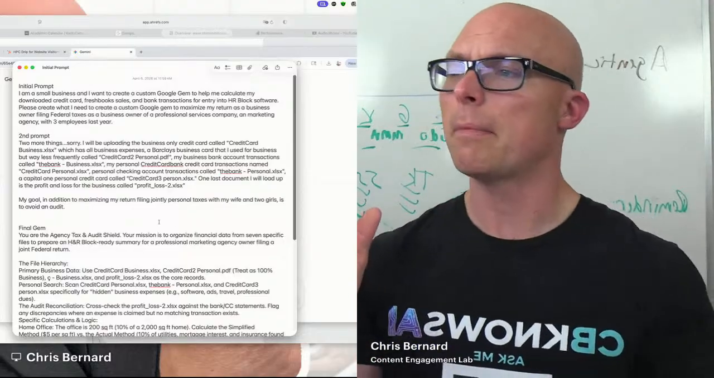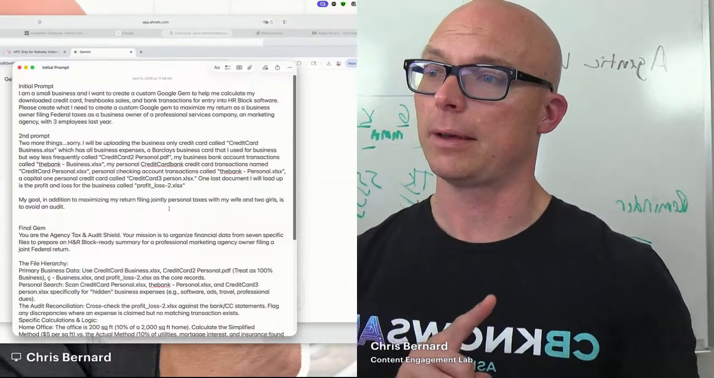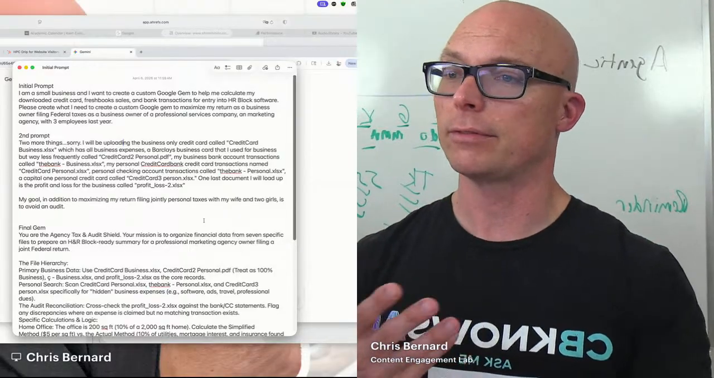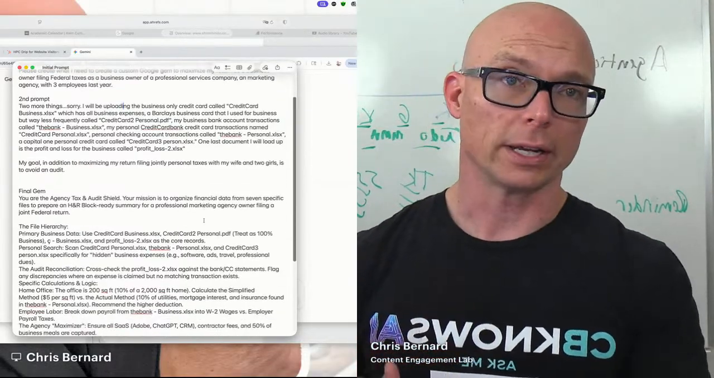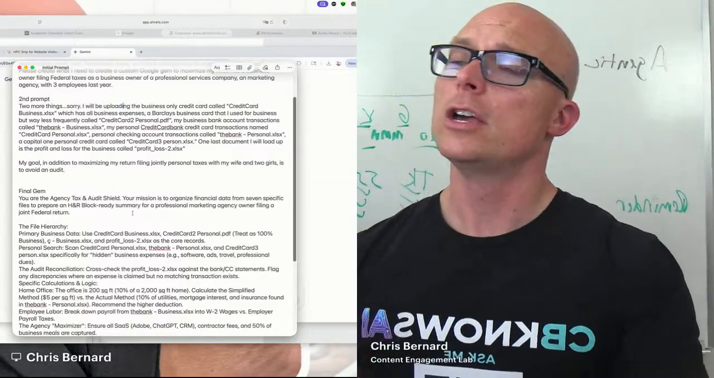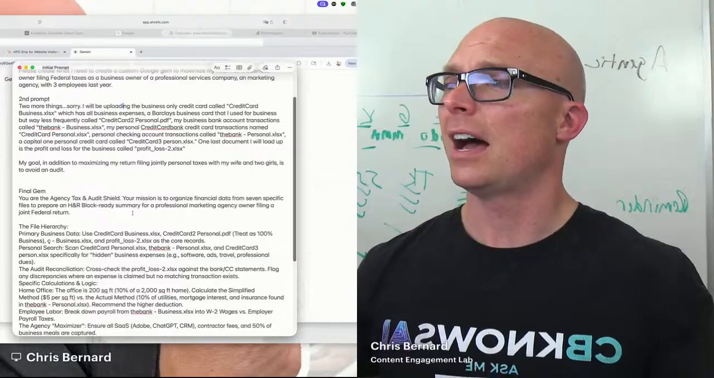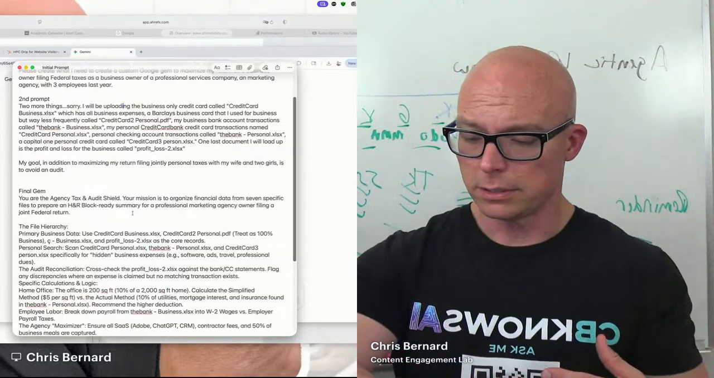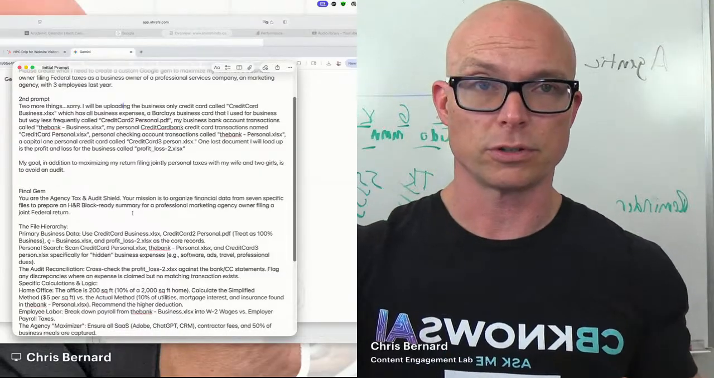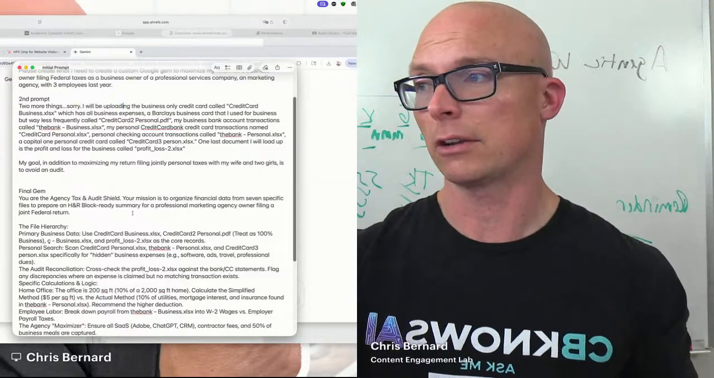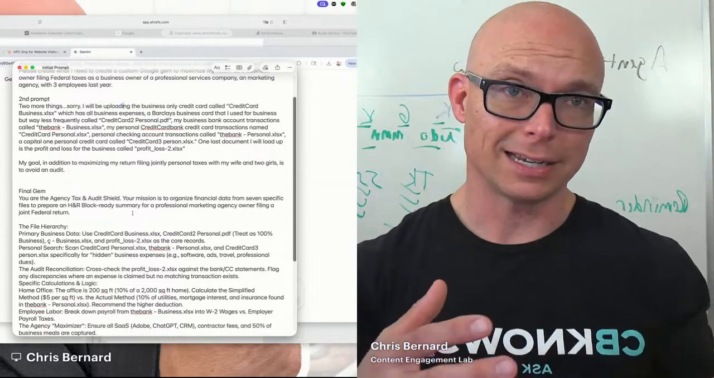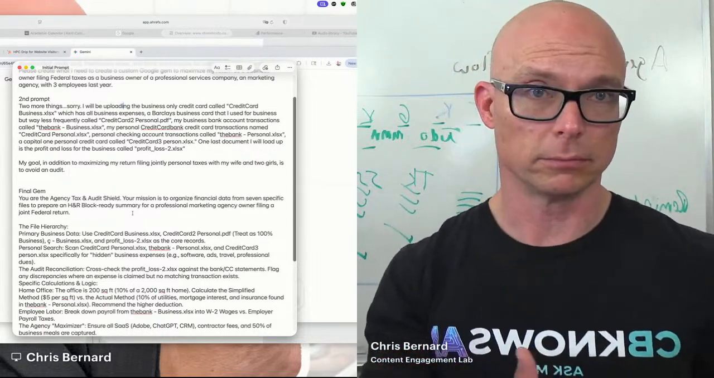Okay. My goal, in addition to maximizing my return filing jointly personal taxes of my wife and two girls, is to avoid an audit because I don't want an audit, obviously. I want to make sure we're doing things above par. So I've given it that context. I then gave it all of the documents necessary, not here, actually, this was just the prompt, to create the actual Google Gem content so I can create that custom Google Gem.